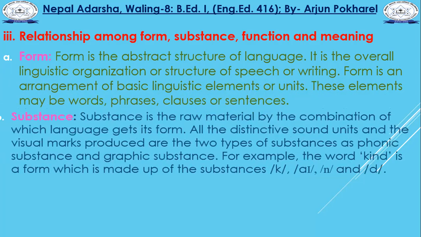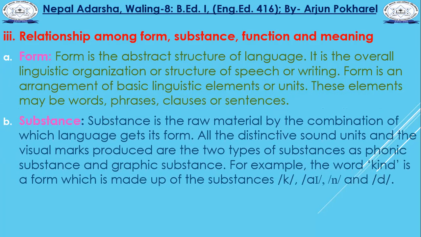The next one is substance. What is substance? Form is made up of certain substances. Substances are the raw materials. Form is made out of different substances. The substance is the raw material by the combination of which language gets its form. That's why there is a close relationship between substance and form.